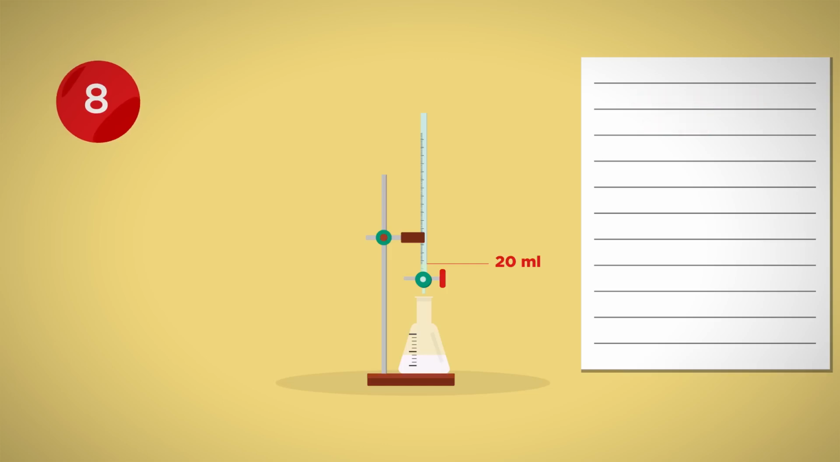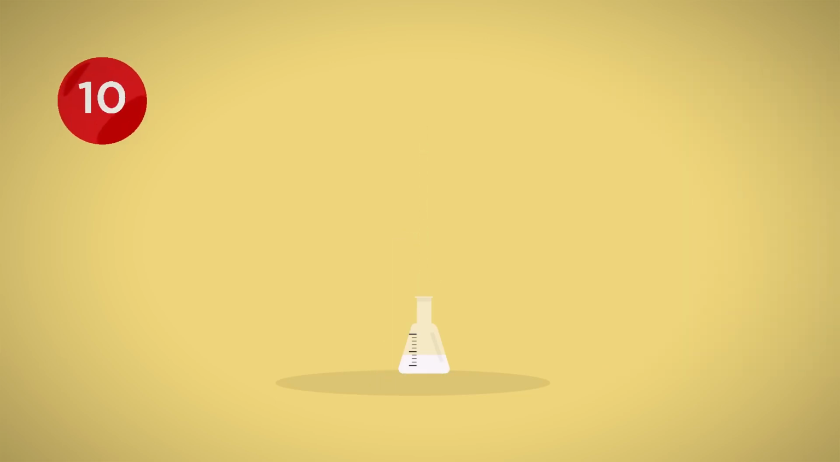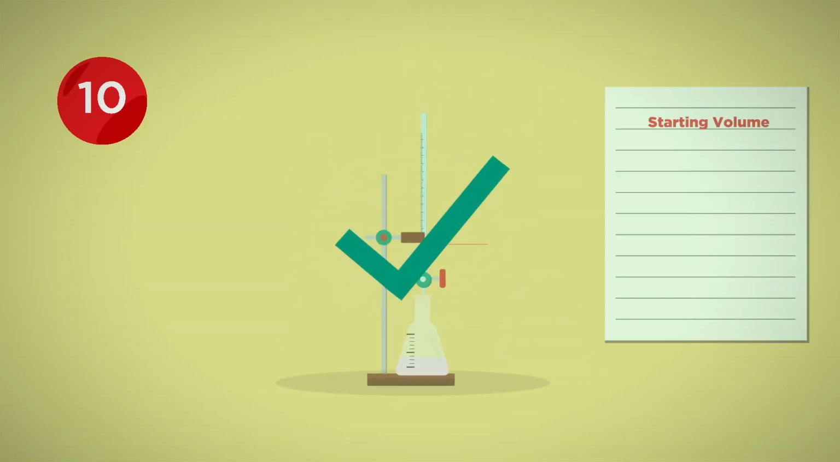9. Subtract the initial reading from the final volume. This gives you the volume of the solution added. This volume is called the titer. 10. For an accurate experiment, you should repeat this experiment a few times until you get consistent values for the titer.